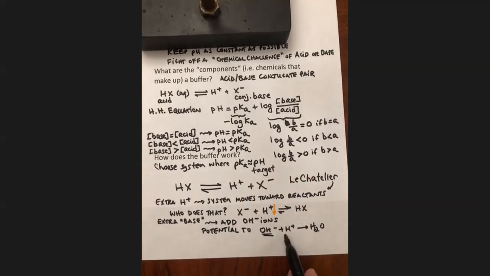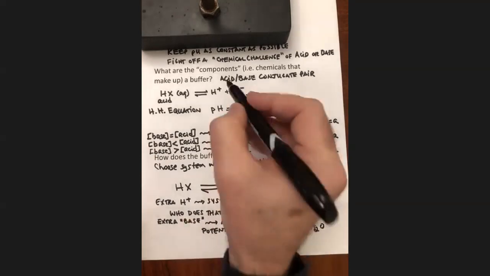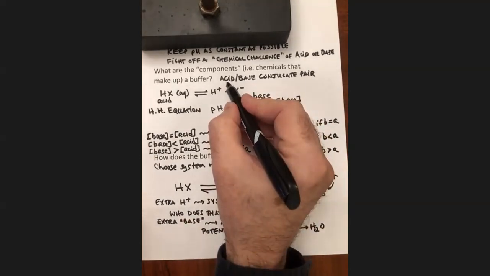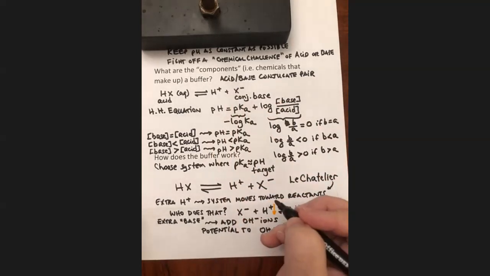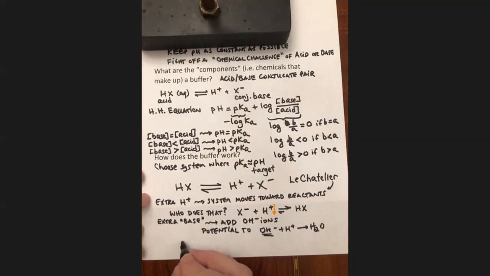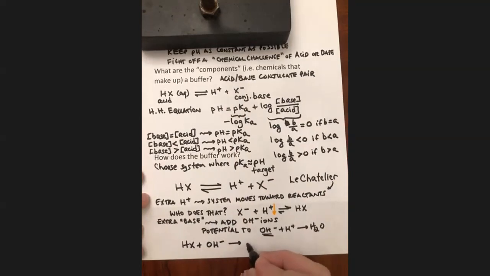So how do I do that? Well, again, if I'm adding base, which of the components of the buffer, between the acid and the base, which one reacts with the base? The acid. So HX is going to take care of those OH minus ions. And essentially, it does it by donating its hydrogen to them and neutralizing it.